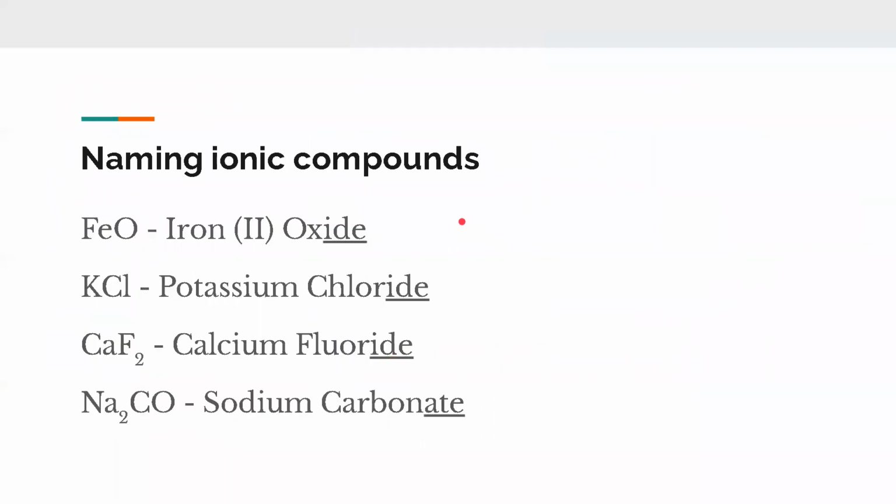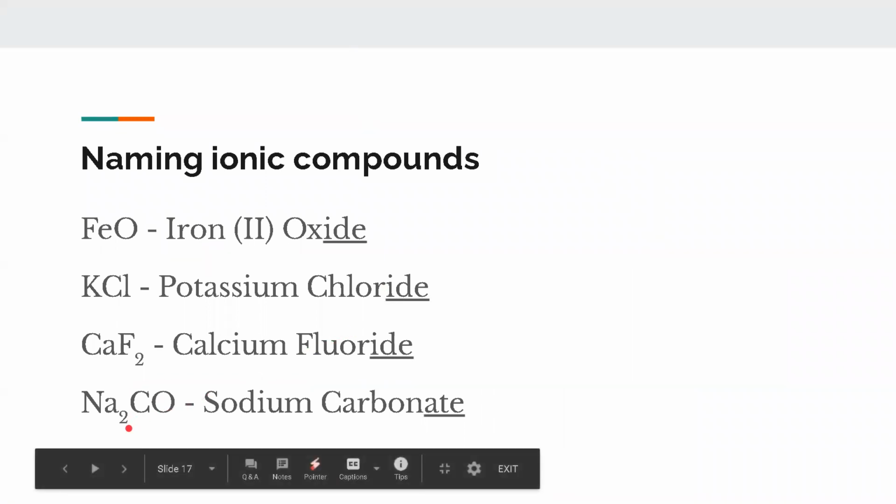Here's some practice with it. So FeO would be iron(II) oxide. KCl is potassium chloride, right? CaF2, you have to figure it out, calcium fluoride. But here, Na2CO3 is sodium carbonate because CO3 is a polyatomic ion, right? So because it's polyatomic, you would use -ate instead of -ide.